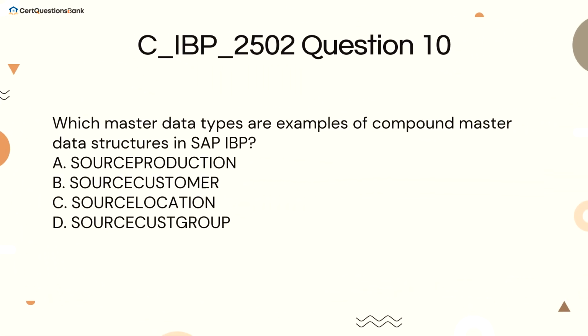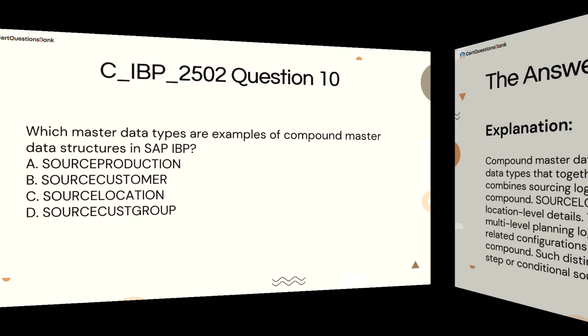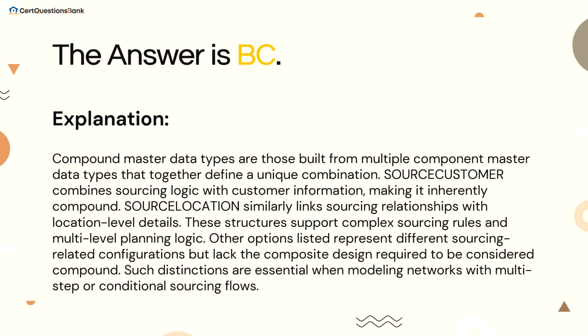Which master data types are examples of compound master data structures in SAP IBP? A. SOURCEPRODUCTION. B. SOURCECUSTOMER. C. SOURCELOCATION. D. SOURCECUSTGROUP. The answer is B, C.